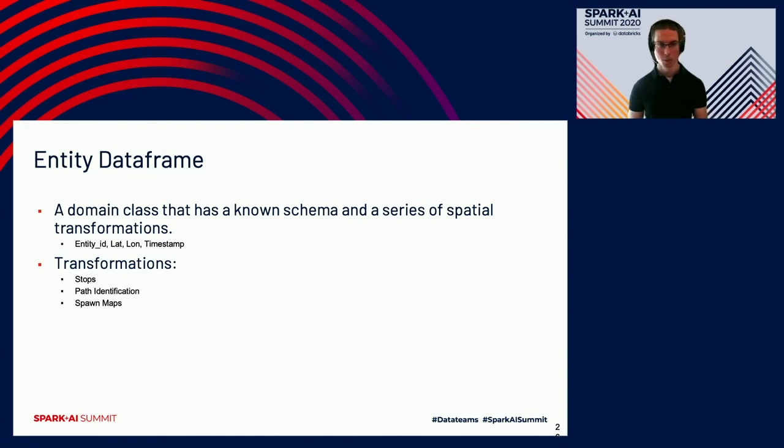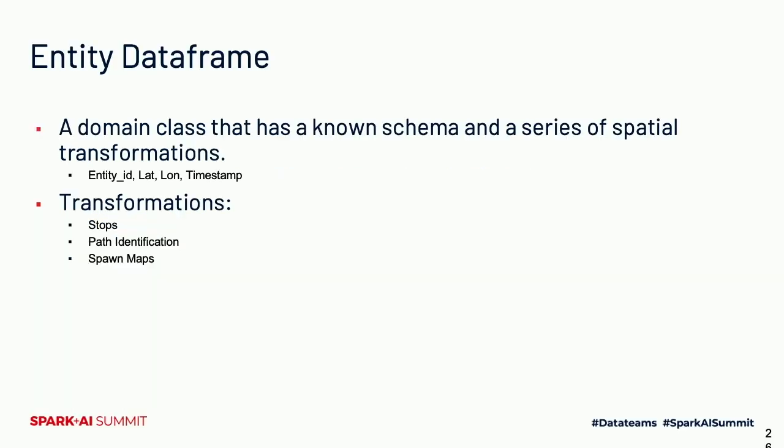So we've come up with a couple of domain classes, as we've defined them. We have an entity or path data frame, depending on how you want to call it. This is a class where there's a known schema and a series of spatial transformations. I'll go over how we apply these in the library during the demo. What's nice about this is that there's some commonality: an entity ID, a lat long, and a timestamp, and those are all things that other users of the library can build on.